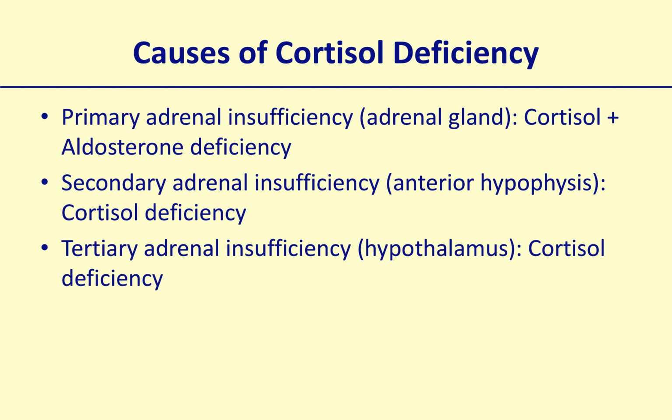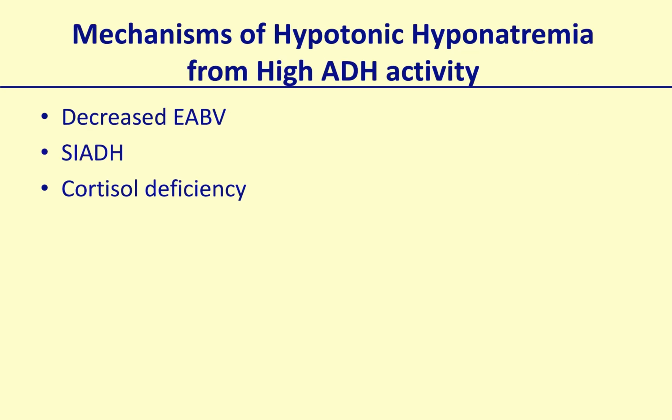Number 1, there is no cortisol. But number 2, remember, the adrenal gland also produces aldosterone. And when you don't have aldosterone, then your kidneys cannot retain sodium and you'll dump sodium in the urine and you will eventually develop hypovolemia because of that. And hypovolemia will be a second stimulus for ADH to be produced. So for primary adrenal insufficiency, 2 reasons to have hyponatremia. Number 1, no cortisol. Number 2, no aldosterone. Okay.